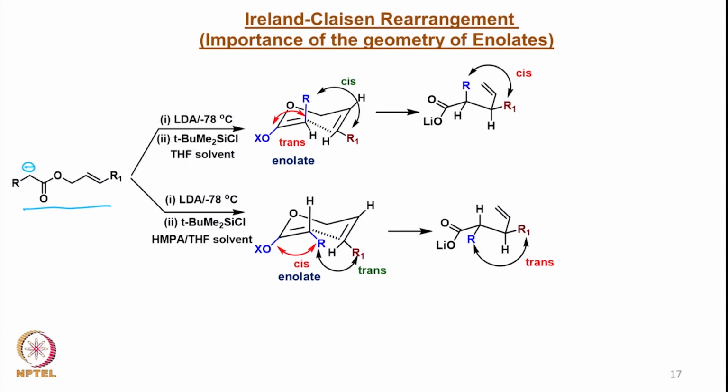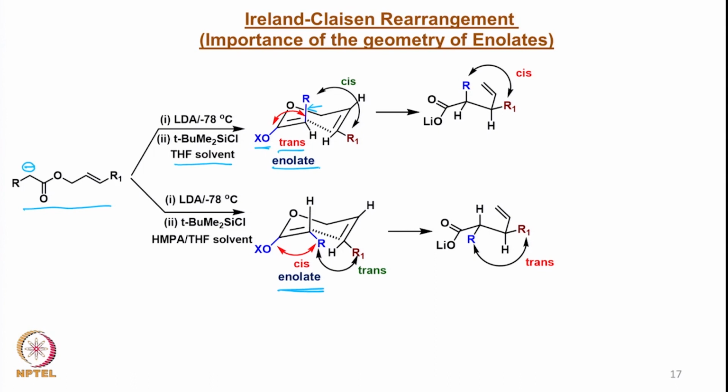If the deprotonation is done and the enolate is trapped as a silyl ether or silyl enolate, and if the reaction is done at low temperature in the solvent THF, then what is found is that we get this type of enolate, where this OX group and the R group are trans to each other. And here, in the presence of HMPA and THF as a solvent, the enolate gets changed. OX and the R group are now cis to each other. So this is a cis enolate and this is a trans enolate.